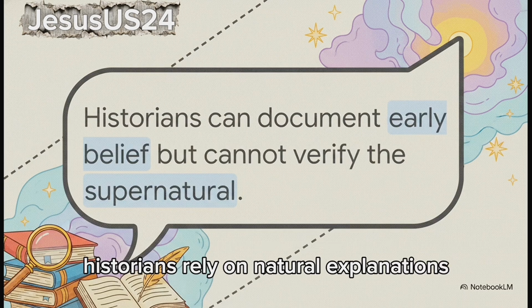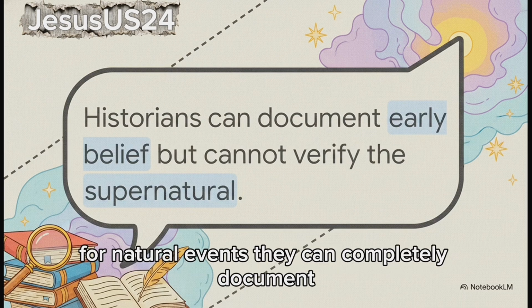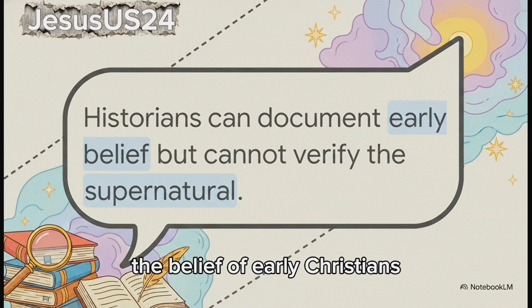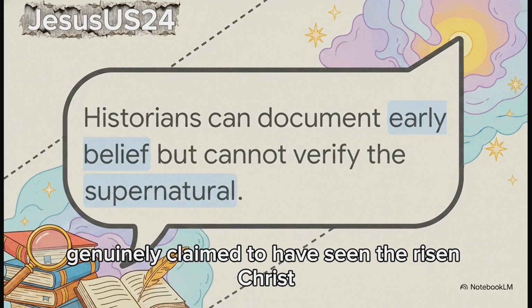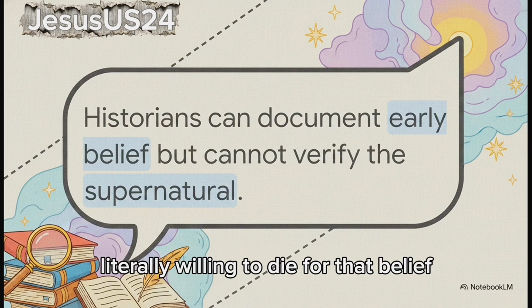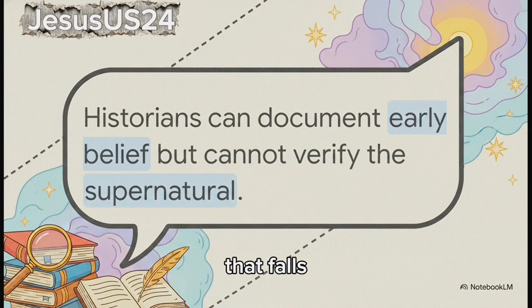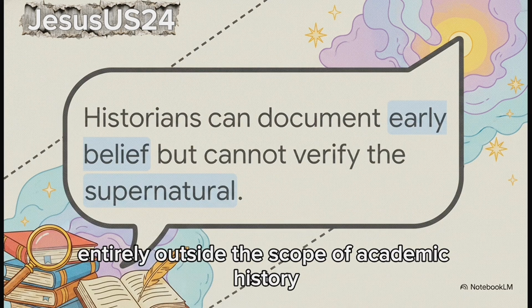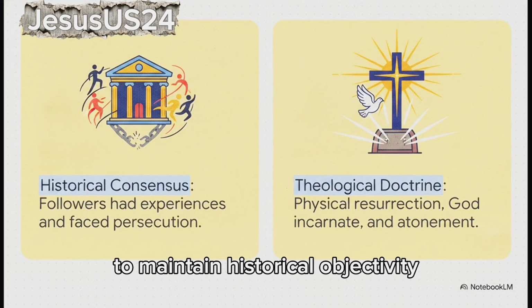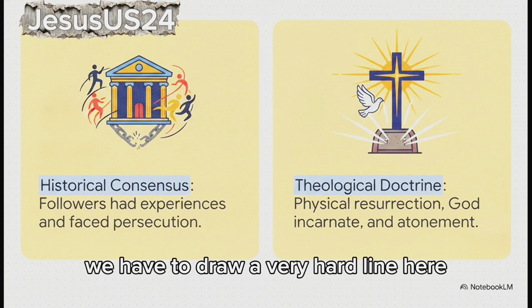Historians rely on natural explanations for natural events. They can completely document the belief of early Christians. They can verify that the disciples genuinely claimed to have seen the risen Christ and that they were literally willing to die for that belief. But verifying a supernatural event itself, that falls entirely outside the scope of academic history. To maintain historical objectivity, we have to draw a very hard line here.